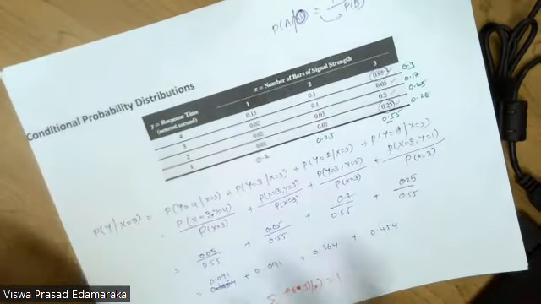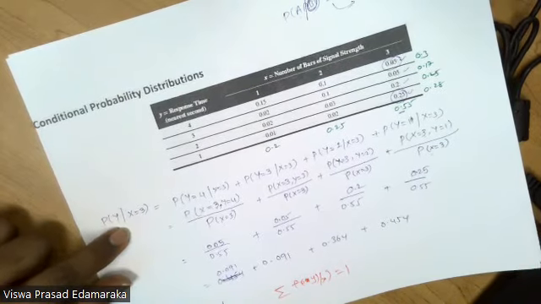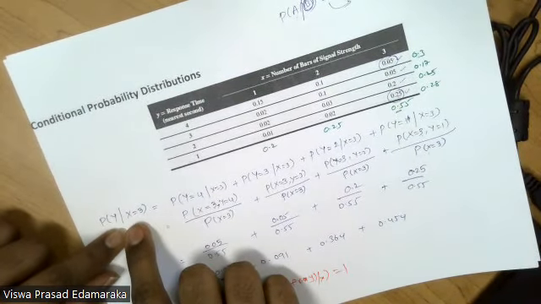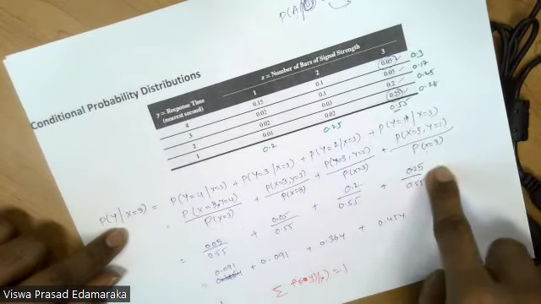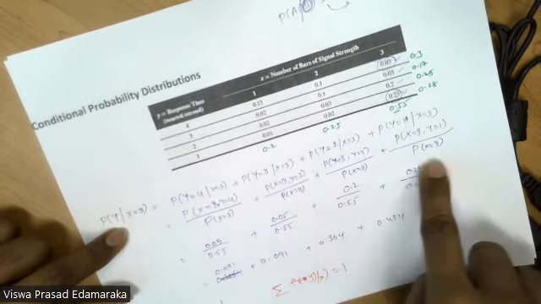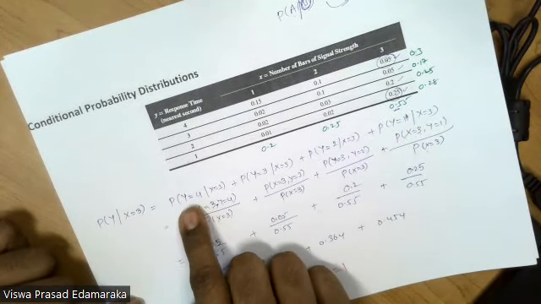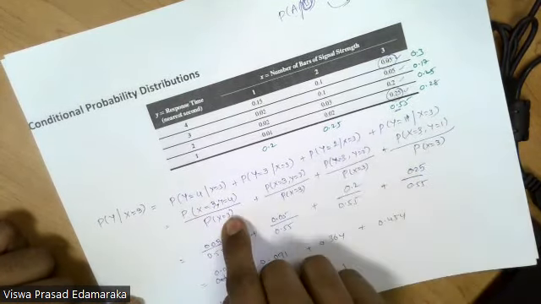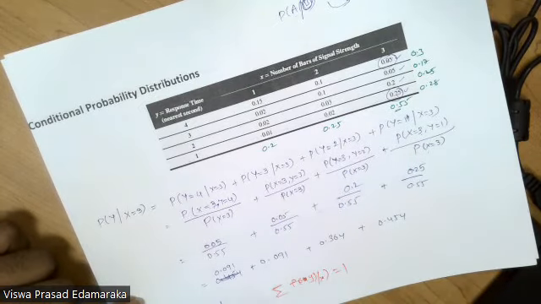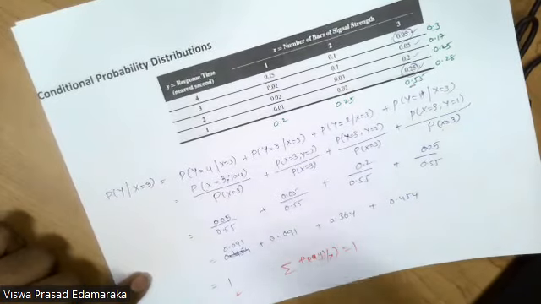Next is the conditional probability distribution. The formula is the same. For example, P of y given x equals 3: the denominator, P of x equals 3, will be the same for every term, whereas in the numerator x is 3 with different values of y. What are the possible values of y, taking x as a constant?